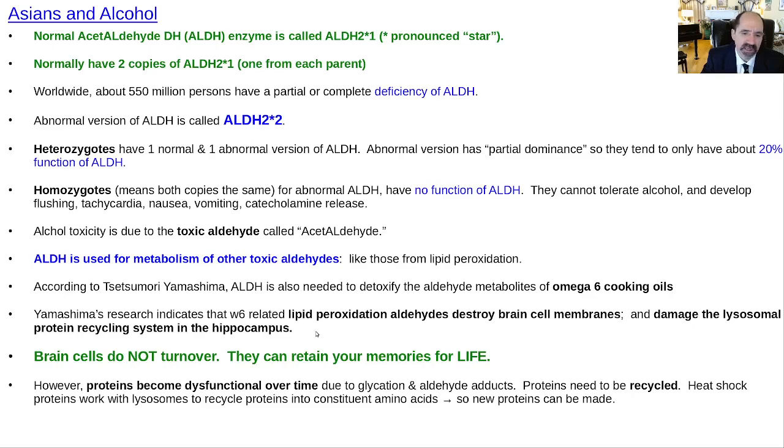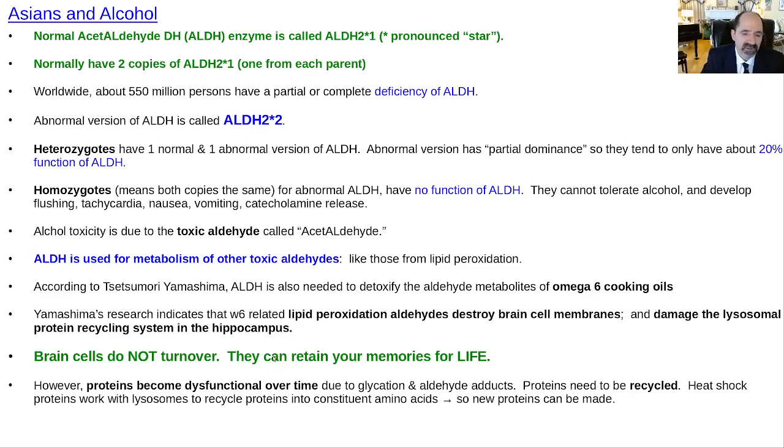So the lipid peroxidation aldehydes destroy brain cell membranes, and a person deficient in this enzyme, because they lack a significant amount of ALDH, has very little defense against a progressive worsening destruction of the plasma membranes in their brain cells and the lysosomal membranes. We'll talk about how that happens here in just a moment.